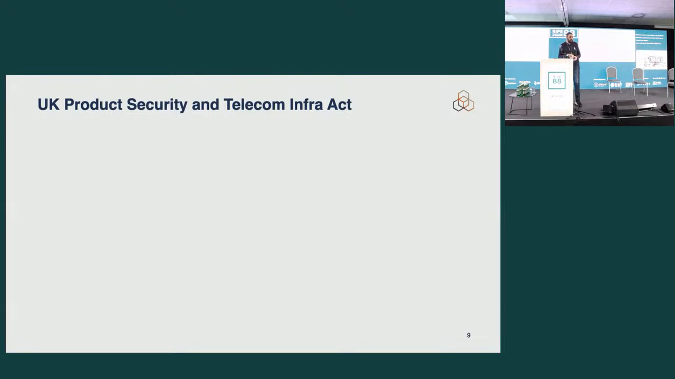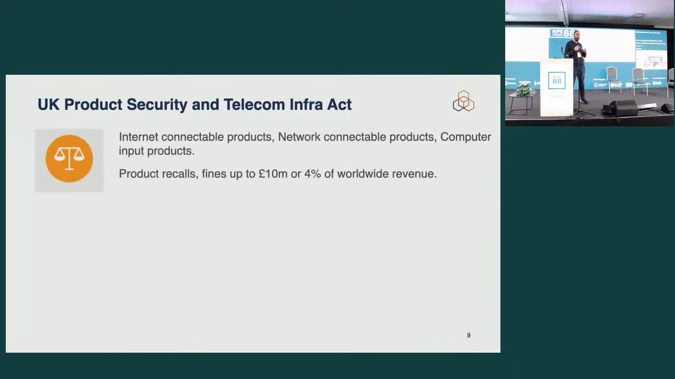Now, the third piece of legislation is the UK Product Security and Telecommunication Infrastructure Act. I had to abbreviate it to fit it here. So basically, it covers three categories of devices: either internet connectable products, network connectable products, or computer input products. And what they cover here are what is labeled as a UK consumer product. So per se, the products that are used for business to business things do not fall under this legislation unless the same product can be used by consumers.